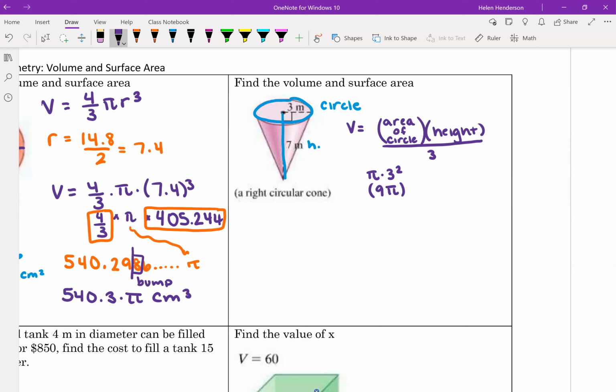And now the height is 7. And then we'll divide by 3. So that makes 63 pi over 3, which makes 21 pi. And the unit on that, it's volume, so it's a cubic unit, meters cubed.